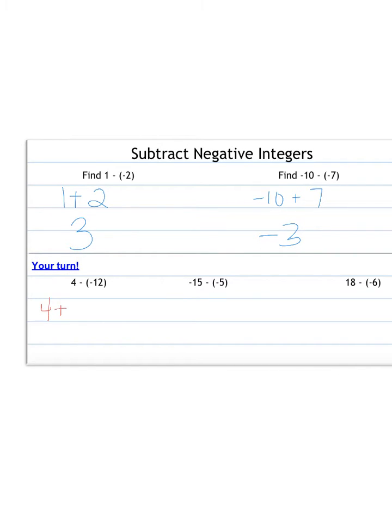4, change it to the opposite. Then 4 plus 12 is 16. Negative 15 minus negative 5, so we have our negative 15.